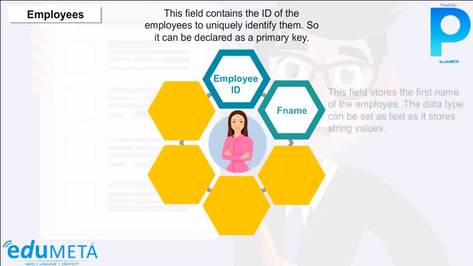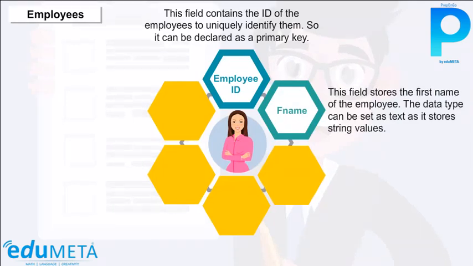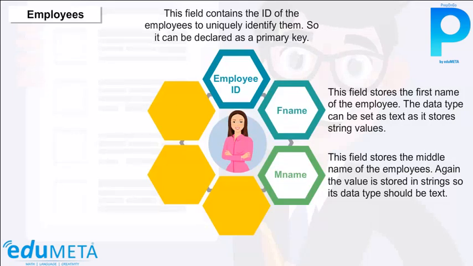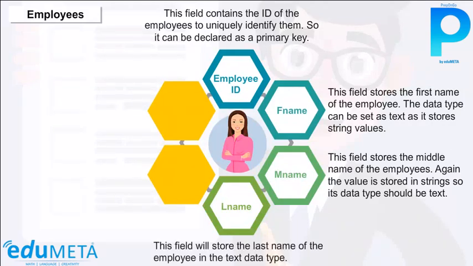F name. This field stores the first name of the employee. The data type can be set as text as it stores string values. M name. This field stores the middle name of the employees. Again, the value is stored in strings, so its data type should be text. L name. This field will store the last name of the employee in the text data type.